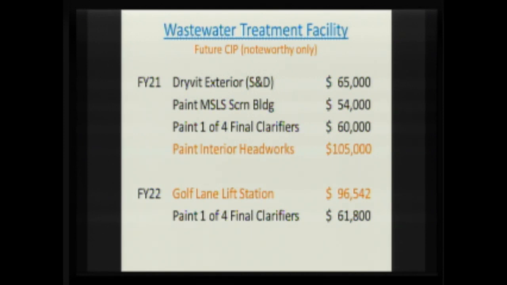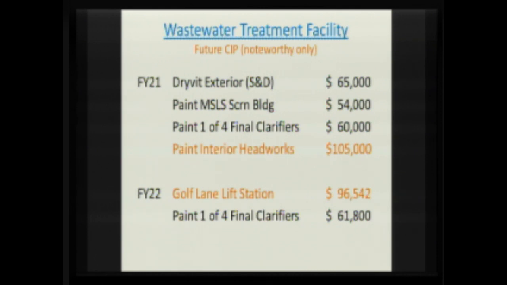I'm supposed to talk about future CIPs. I put a few of the projects that are noteworthy only. I didn't put every single one. Again, the exterior, we're going to do the south end of the plant in '21. We're also going to go down to Market Street Lift Station and paint that large metal building that sticks up there to try to clean up the riverfront.